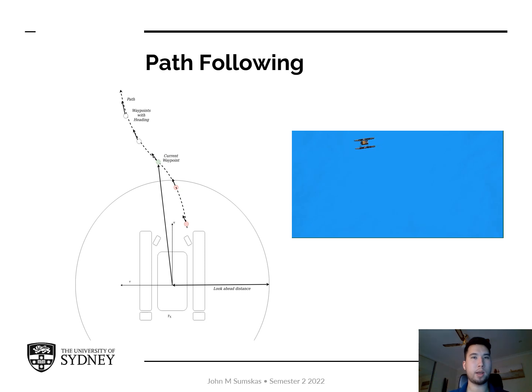A carrot following algorithm was used to feed the waypoint following controller desired positions and headings to follow. A desired path is discretized into a series of waypoints. The carrot following algorithm will then take a radius around the vehicle and set the desired waypoint as the closest point outside of this radius.